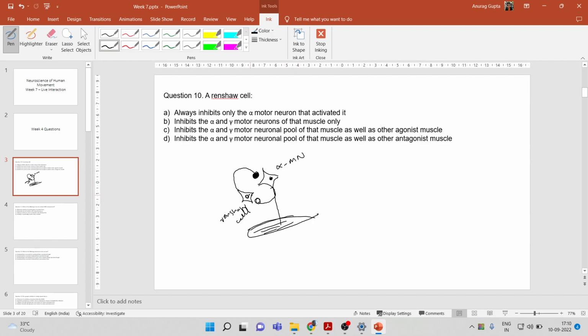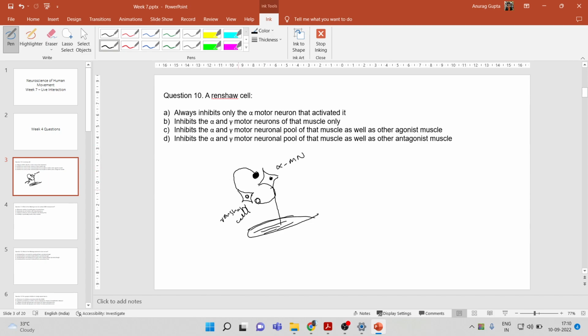The Renshaw cell itself gets input from various other sources. For example, there are descending inputs that control the gain of this Renshaw cell, but we won't discuss that. So in this question, basically, a Renshaw cell is an inhibitory interneuron. So it inhibits the alpha motor neuron that excited it.